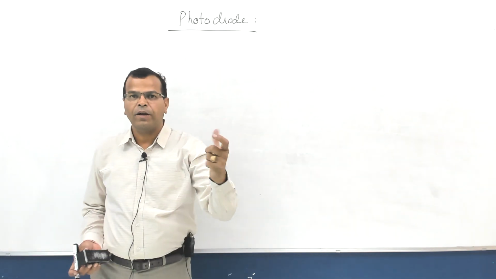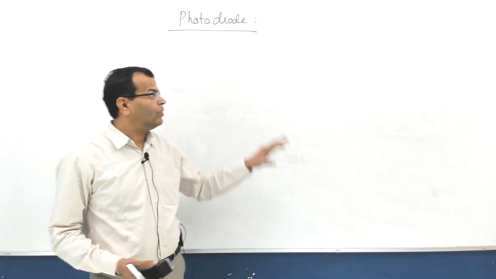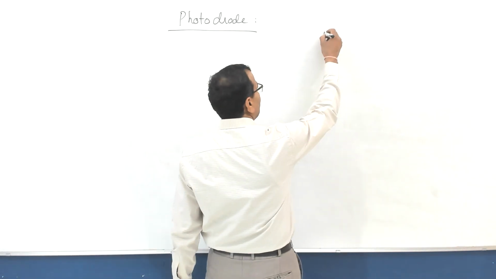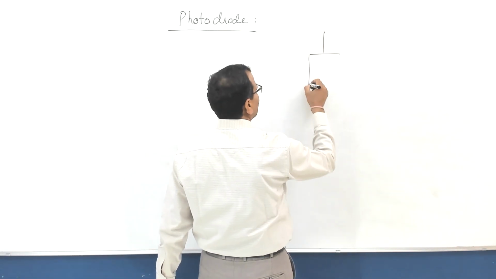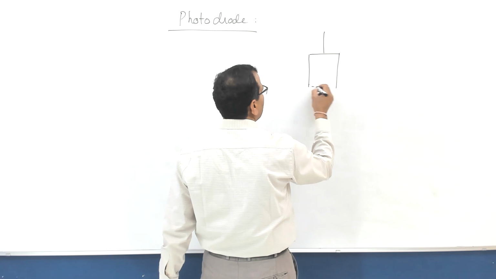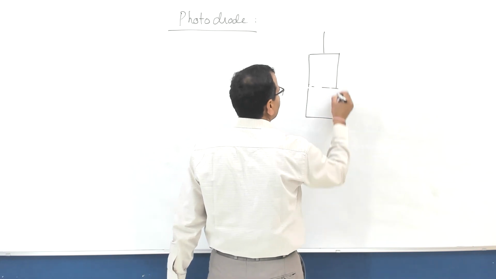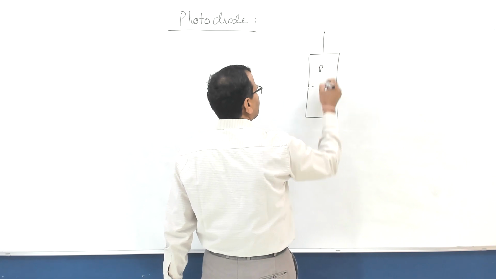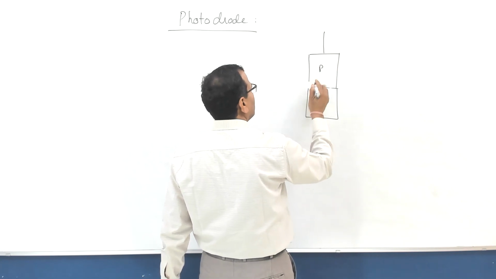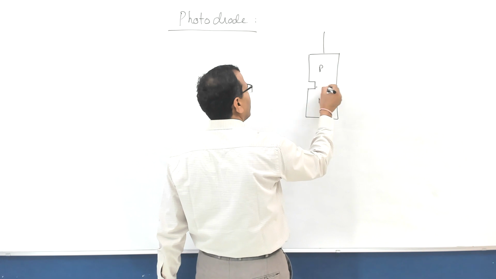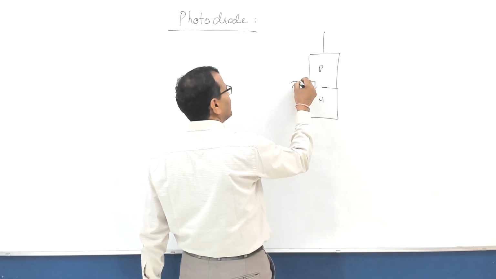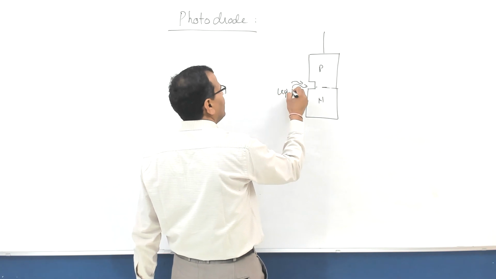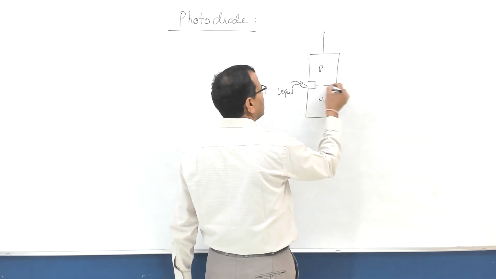We will discuss the important special purpose diode, that is the photodiode. Let us see the principle of operation of the photodiode. We have a simple p-n junction here. This is the p side, this is the n side, and we have a window at the junction like this, which is illuminated. This is light.